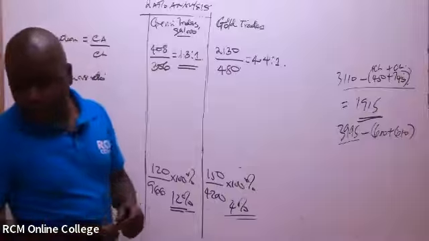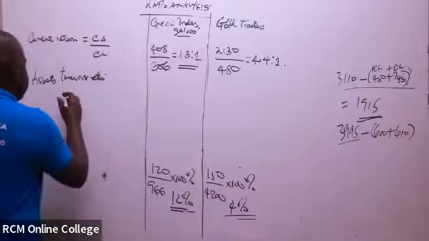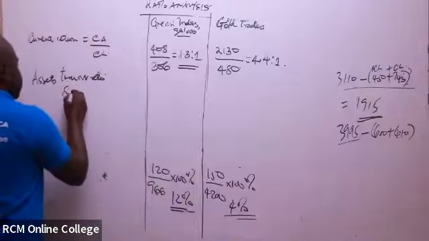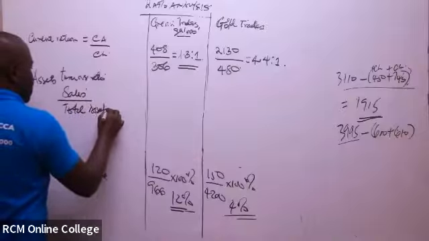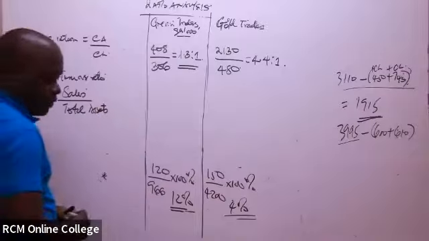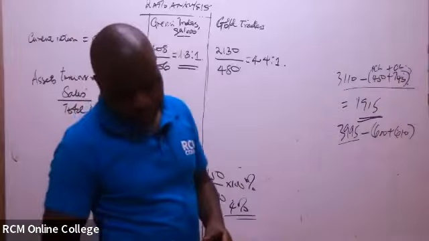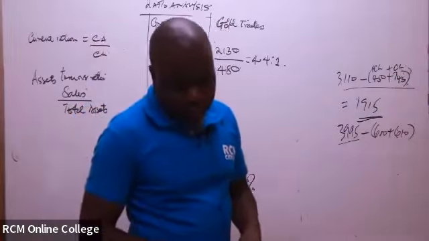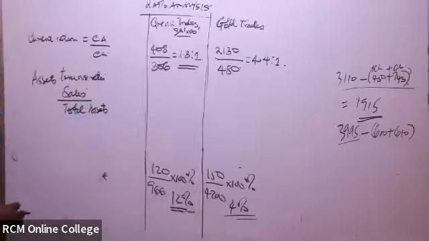So in this case, it will be sales over the total assets. Sometimes we call it the investment turnover ratio.